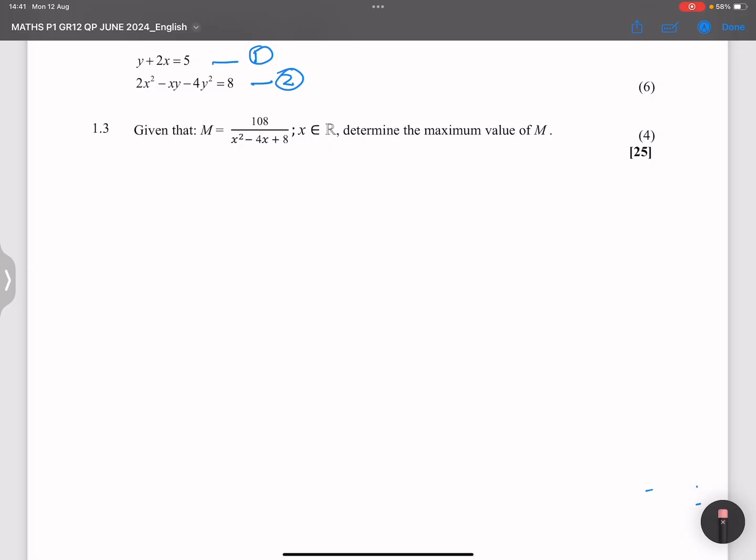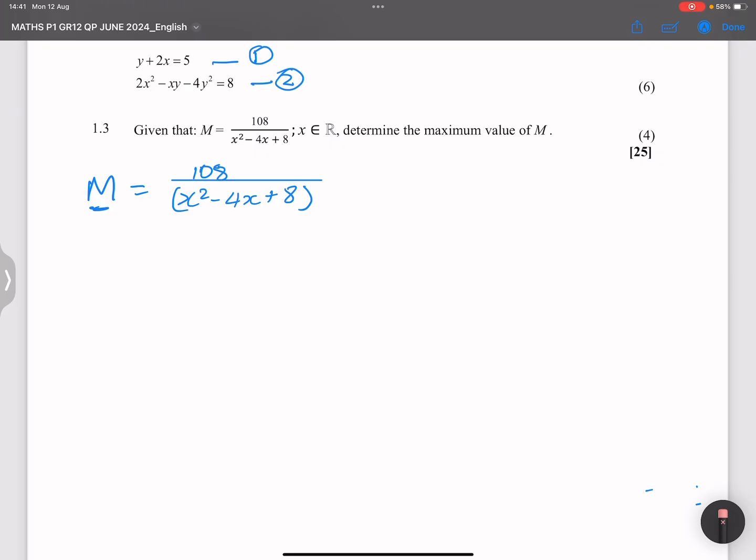Now remember, in order for us to have a maximum value of m, we've got a fraction there, 108, which is a constant, divided by, in this case, a function, which is x squared minus 4x plus 8. Now, in order for this value to be maximum, there's nothing we can do with the numerator, so the denominator must be minimized. There are two ways in which we can minimize the denominator. What's the minimum value of that parabola?